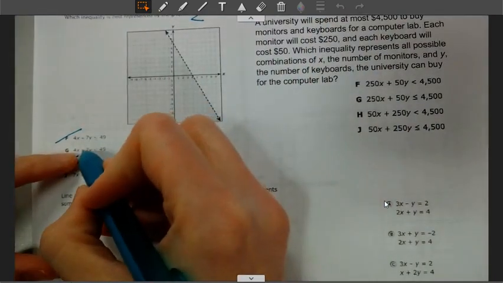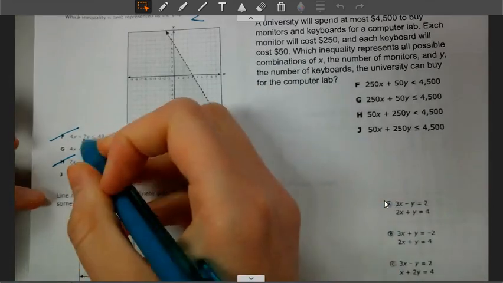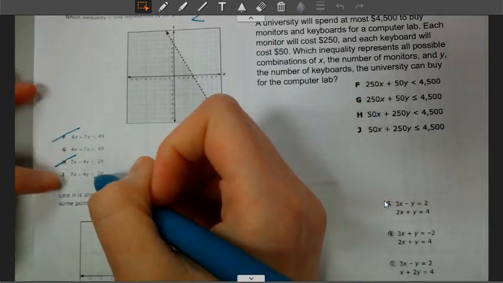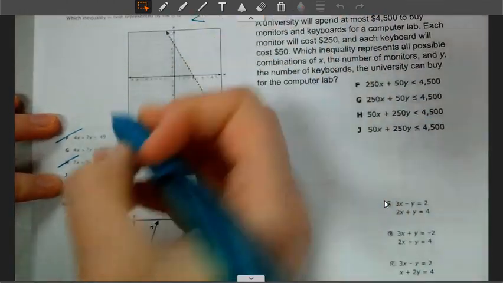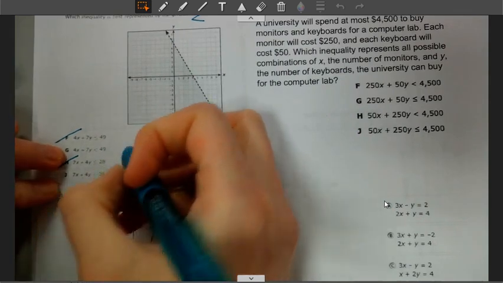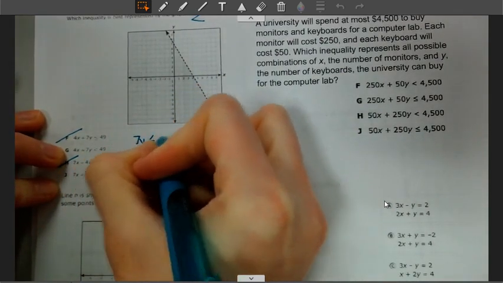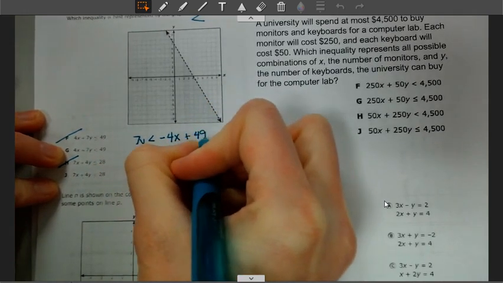And I can see that my y values are both positive, so even when I divide by that coefficient, I'm not going to flip the sign. Okay, well, they're both less than, so now I just need to make sure I get the right y-intercept. So if I go ahead and solve this first one, I'd subtract 4x from both sides, so I get 7y is less than negative 4x plus 49.